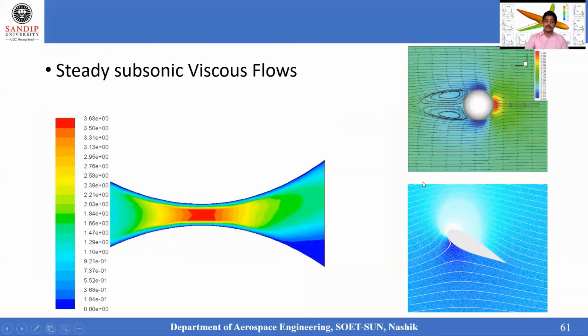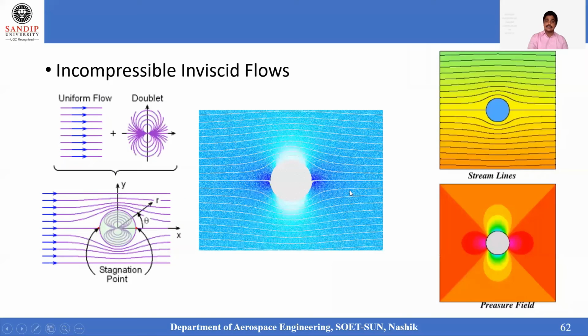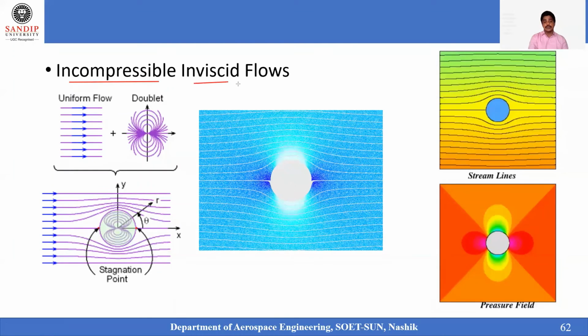Okay, so let us see the other part of the question, which is about incompressible and inviscid fluid flows. We just saw the first statement with incompressible inviscid fluid flows and steady viscous flows. For incompressible inviscid flows, the best example, where you might have already modeled your equation in a mathematical way, is the doublet.